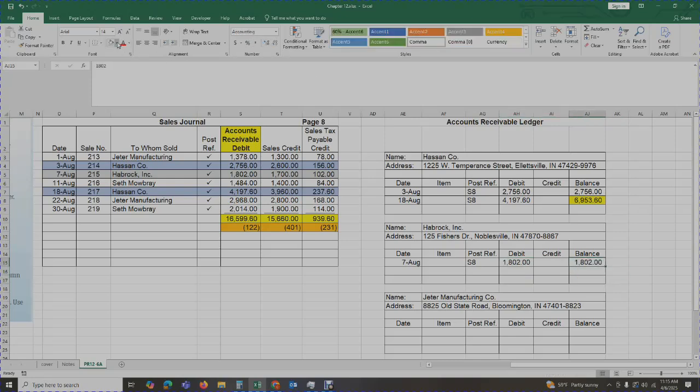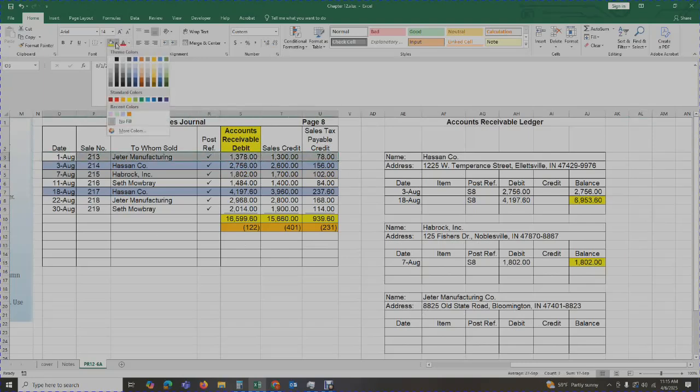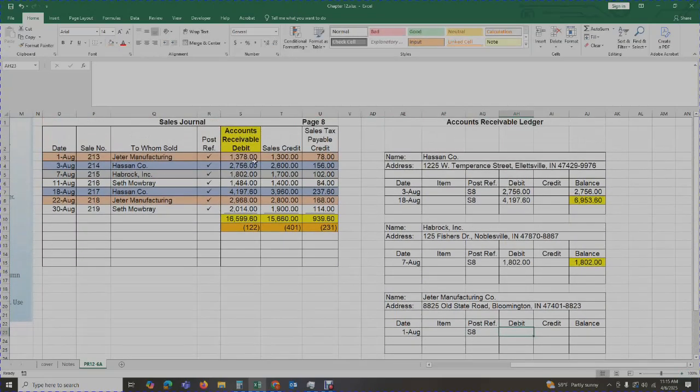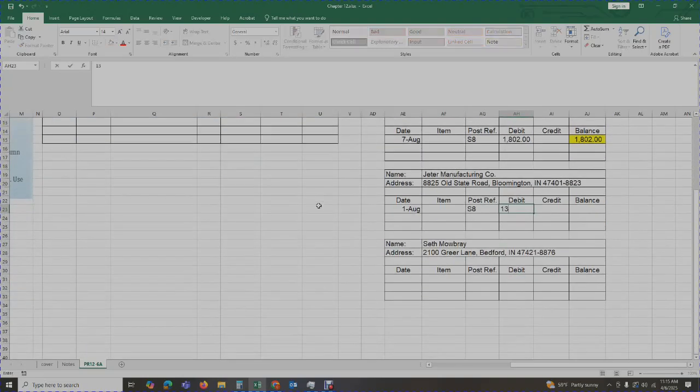So that is how much Habrock owes us, 1,802. Okay? Next we go to Jeter. For Jeter, we have one transaction and then we have another transaction. So we have two transactions for Jeter. So let's bring him in. So we have 8-1. This is sales journal number 8 and the amount is 1378. So that's going to be my balance.